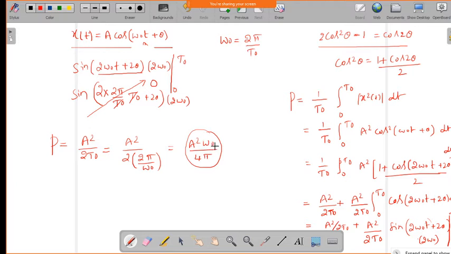So if the signal has a finite value, which is less than infinity, then we can say this signal is a periodic signal.